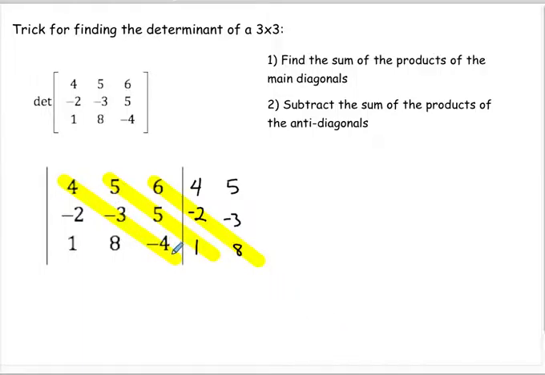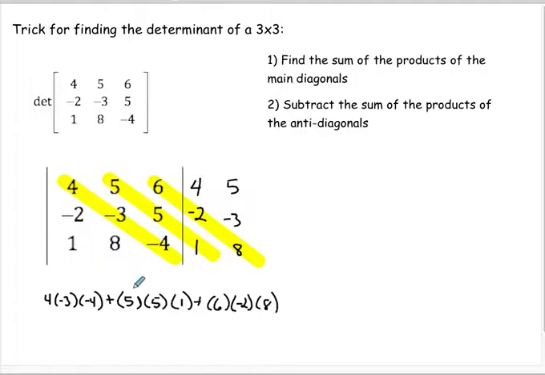Now I can't just take the product of the main diagonals because I've got 3 main diagonals that I have to think about. So I'm going to take the sum of the 3 products. In other words, I'm going to take 4 times -3 times -4 plus the product of the second main diagonal here, 5 times 5 times 1 plus 6 times -2 times 8.